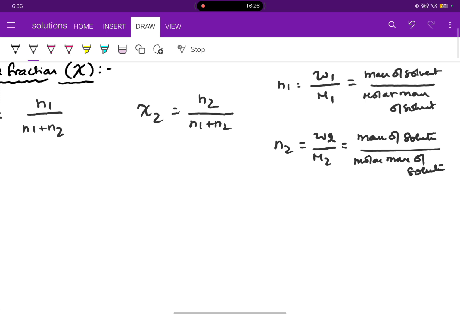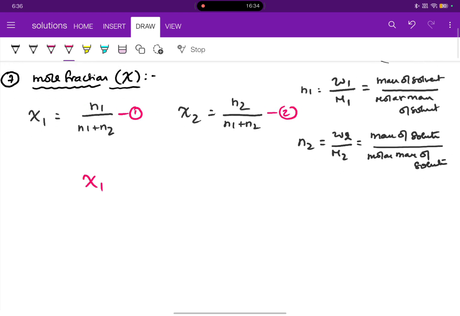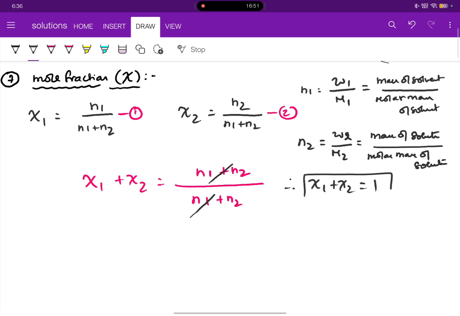So you can take this as equation 1 and this as equation 2 and then you sum them together. So what will happen? Chi 1 plus chi 2 is equal to, since the denominator is the same, I can write n1 plus n2. When the numerators are summed, n1 plus n2, again you get the same thing. When you cancel, you'll get chi 1 plus chi 2 is equal to 1. So if you know chi 1, chi 2 can be easily found out by 1 minus chi 1. Or if I know chi 2, chi 1 can be found out by 1 minus chi 2.